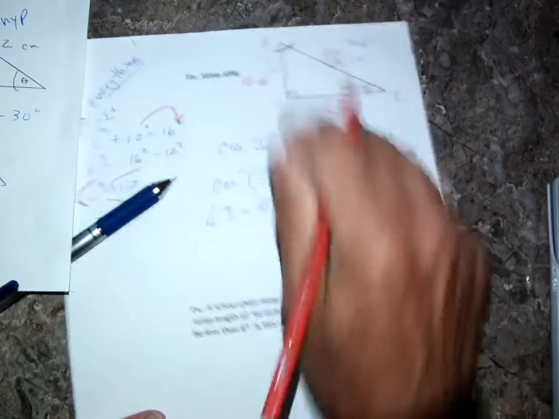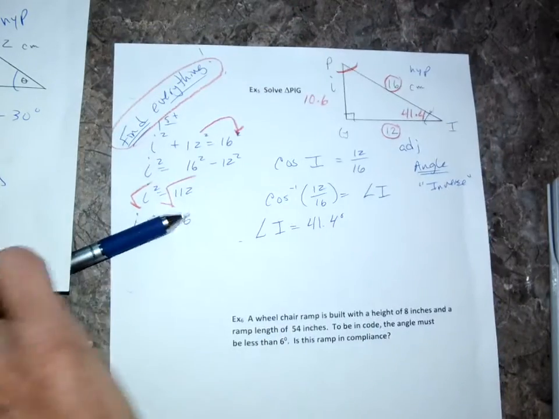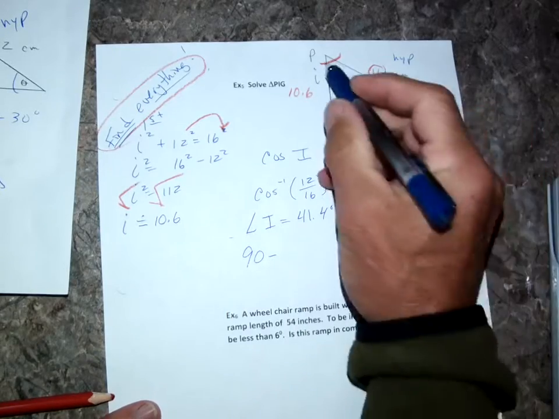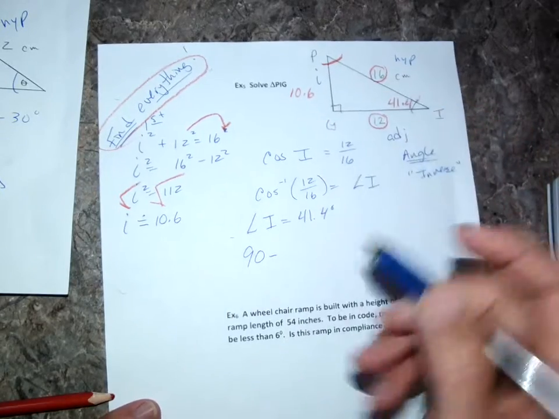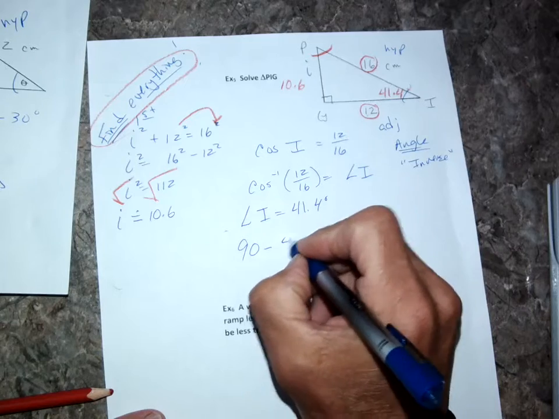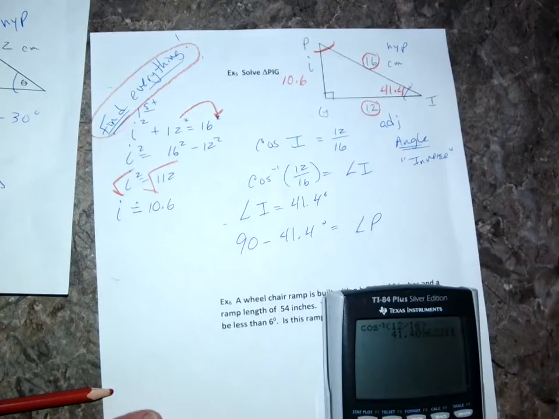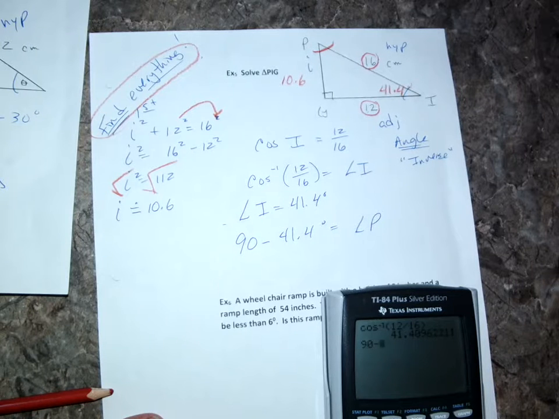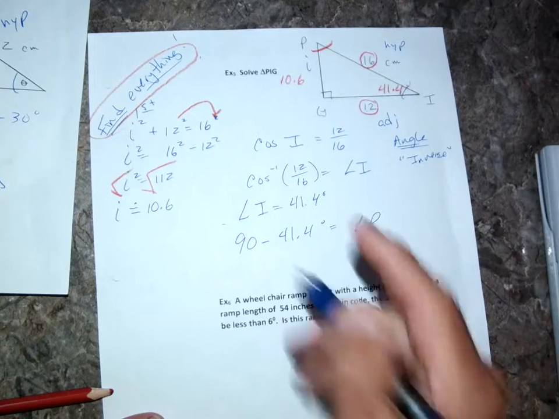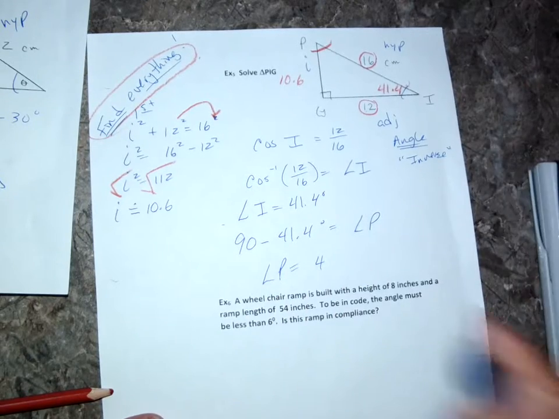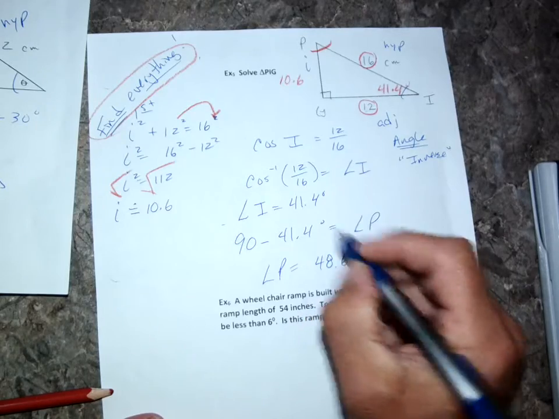then angle P is pretty easy. I'm just going to subtract: 90 degrees, because these two angles are complementary, which means they add up to 90. 90 minus 41.4 degrees gives me angle P, and I get an answer of about 48.6. So angle P is about 48.6 degrees. Okay, good, I solved everything.